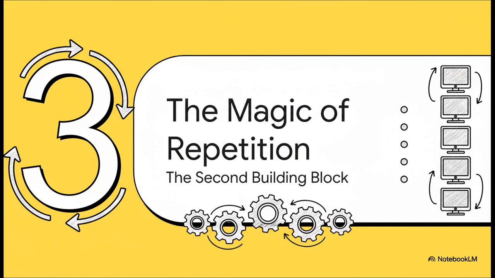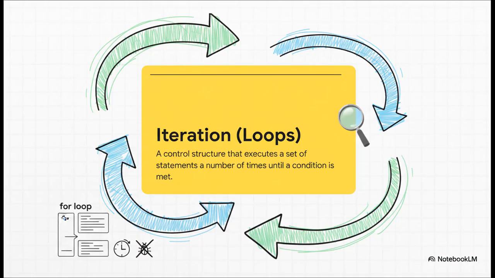All right, we've got decisions down. Let's move on to our second huge building block, repetition. I mean, doing things over and over and over again is what computers are really good at, and loops are the tool that makes it happen. This whole process is called iteration, and we do it using loops. The key thing here is that loops save a mind-boggling amount of time and cut down on errors.